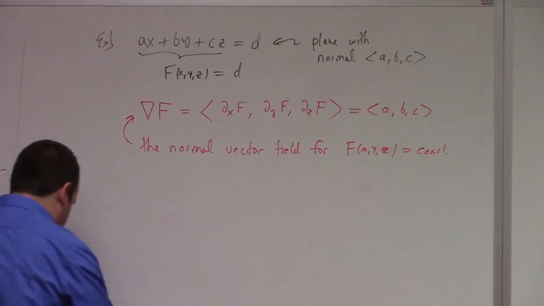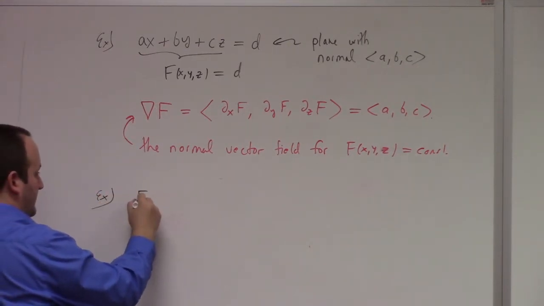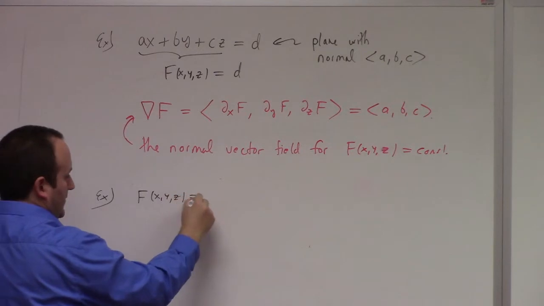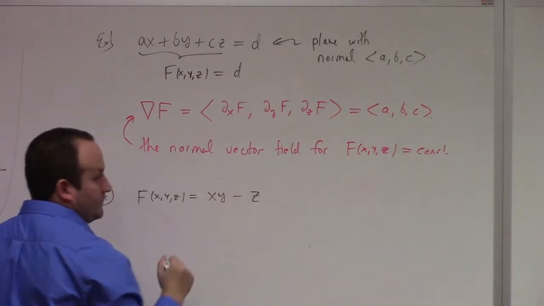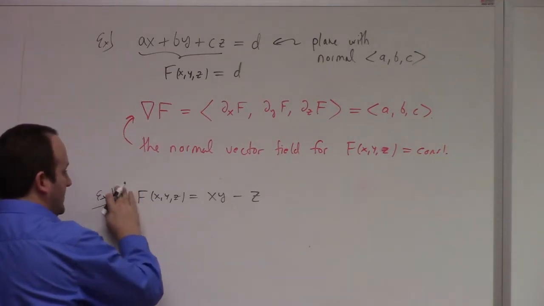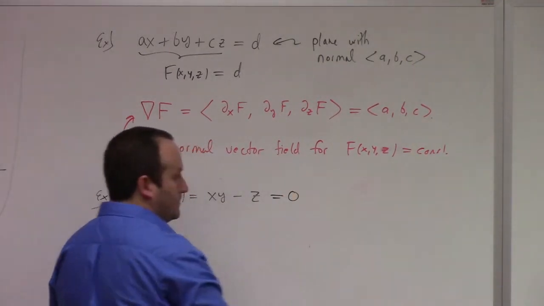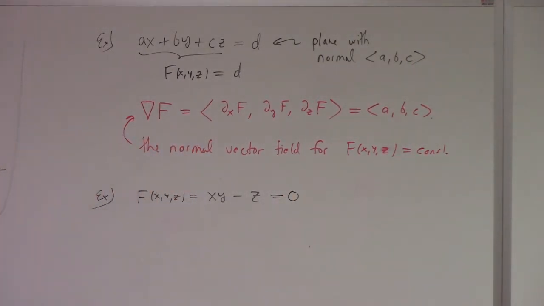To give you a more exciting example, we could have something like f of x, y, z equal to xy minus z. That's one of our standard examples that I might have tested you on in test 1. It's kind of nasty. What's the name of this thing if I set this equal to 0? You can also think of this as a graph. What is it? I think this is the hyperboloid, right?